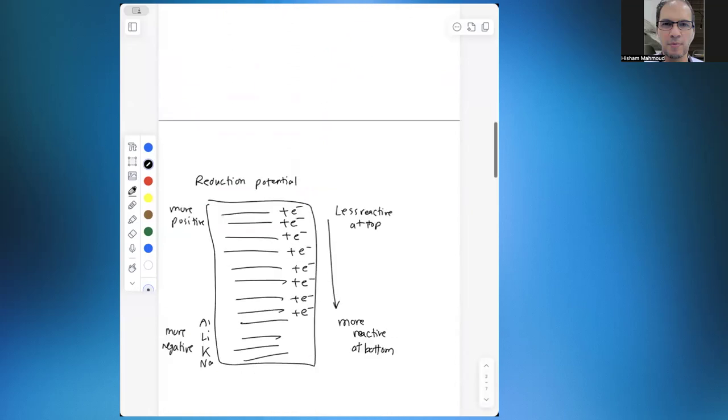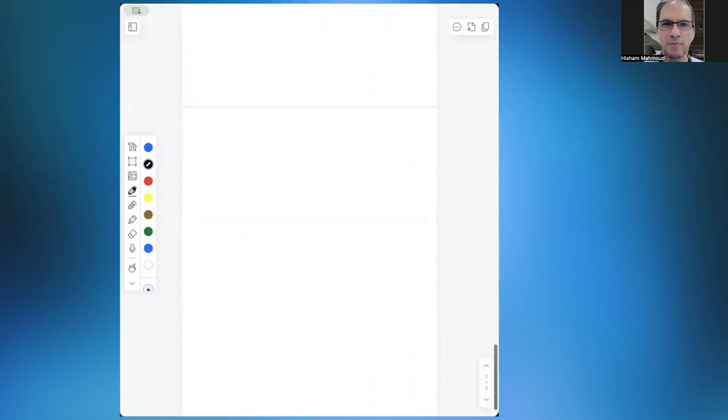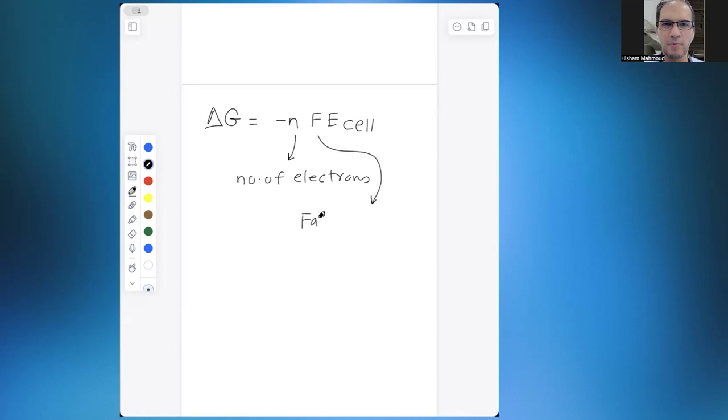Then there is the last equation that we took last time. I'm not sure actually if we have taken an example about it or not. That's why we will say that the delta G, or the Gibbs free energy, is equal to minus NFE cell. So what is minus NFE cell? The N is the number of electrons, and F is Faraday's constant.